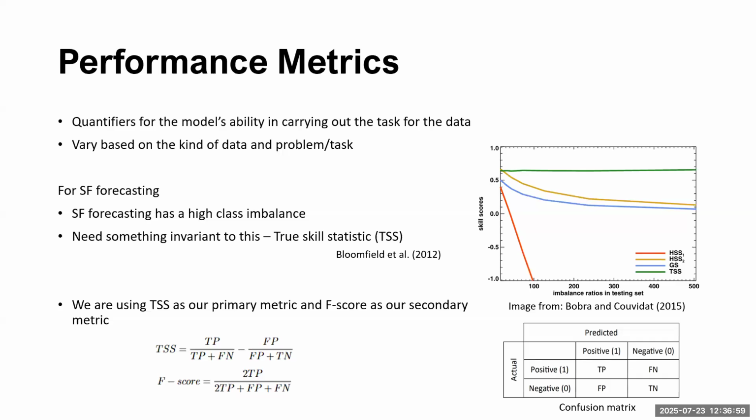This is where the true skill statistic comes into play. If you take a look here, this measure is invariant to the class imbalance. So that's why we take TSS as our primary metric and F-score as our secondary metric. These are calculated from the confusion matrix, as you can see here.